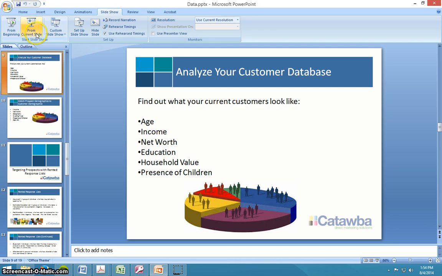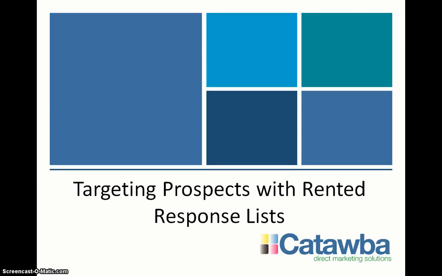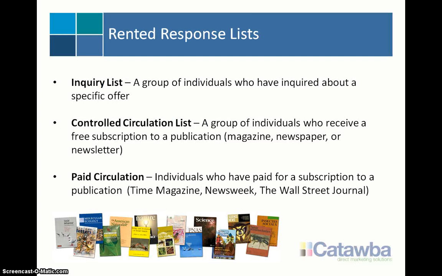So let's get back to the webinar. Like I was saying, we can match your prospect demographics to customer demographics. That way you're targeting people most likely to respond to your direct mail campaign. The next portion is targeting prospects with rented response lists. This is a great option if you have a very specific target market based on hobbies or interests.